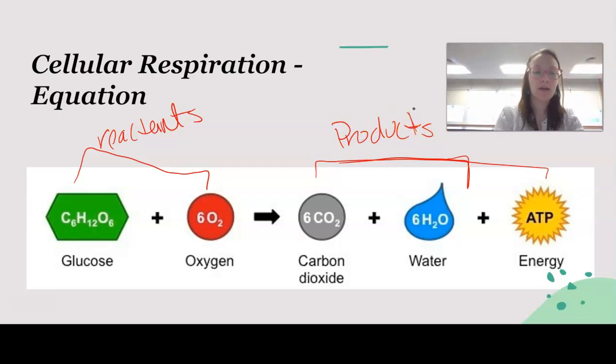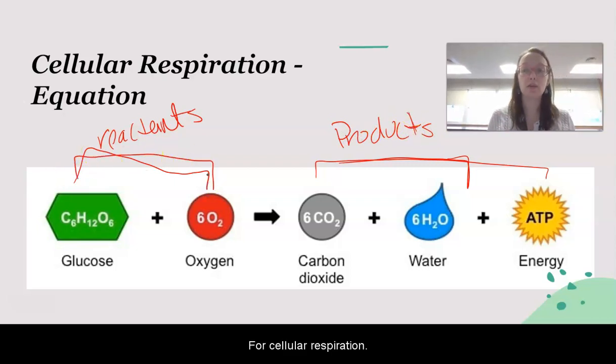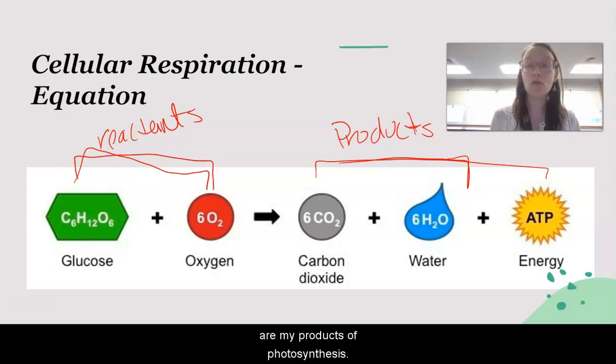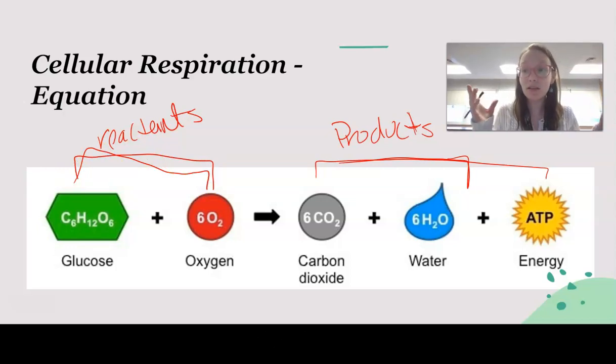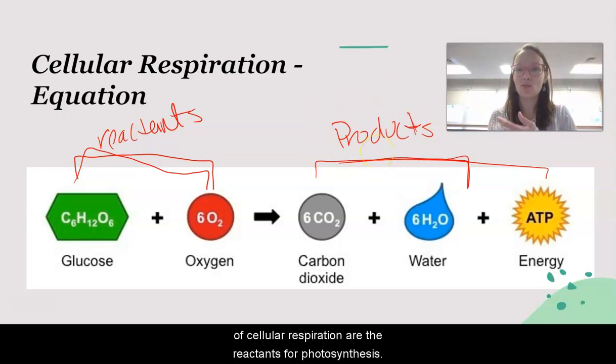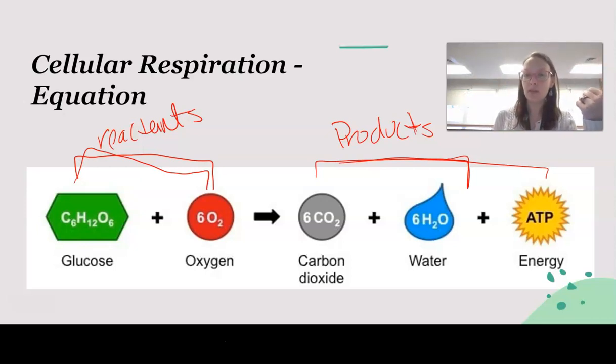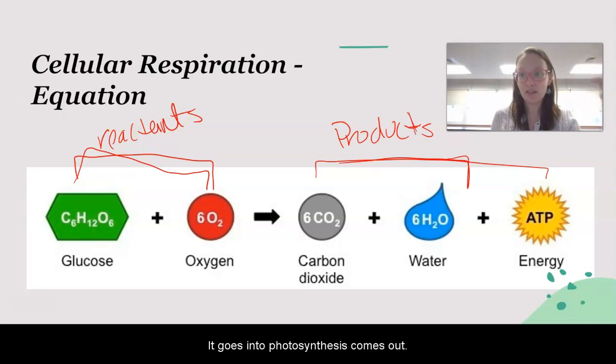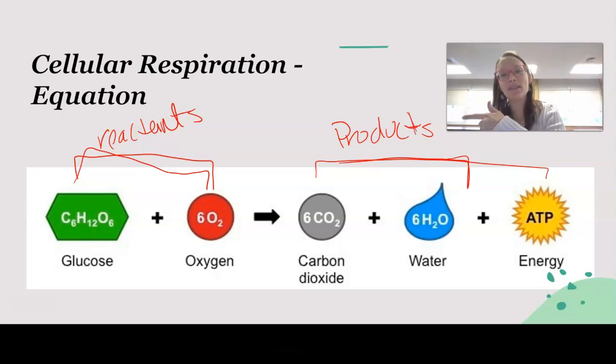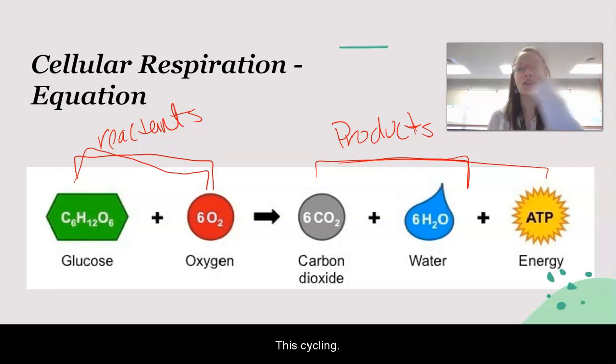Notice my reactants for cellular respiration are my products of photosynthesis. And my products of cellular respiration were the reactants for photosynthesis. So what comes out of cellular respiration goes back into photosynthesis, and what goes into photosynthesis comes out, and vice versa. So you're going to see this cycling between the two processes.